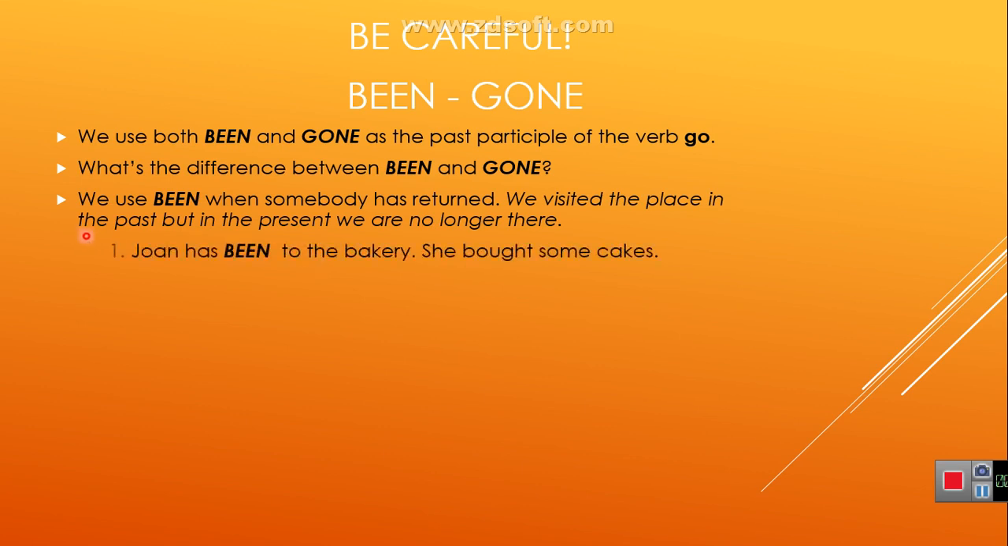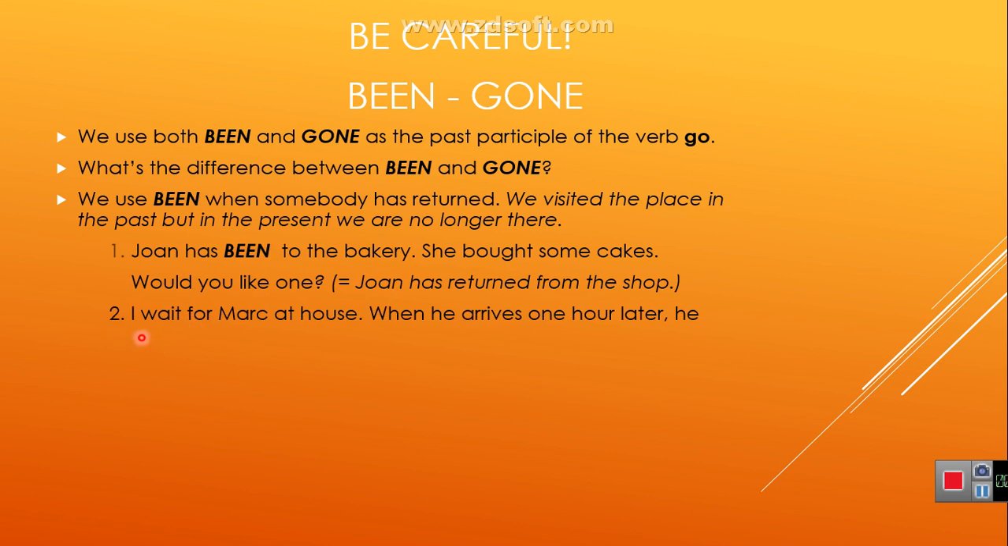First example. Joan has been to the bakery. She bought some cakes. Would you like one cake? Here, been is the past participle of go, and it means that Joan has returned from the shop or from the bakery.